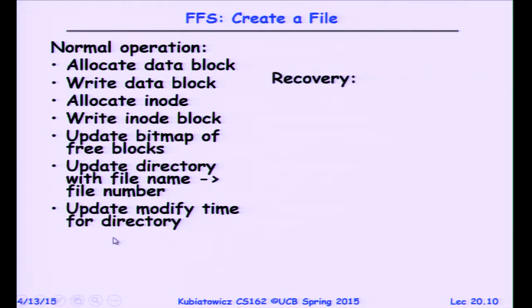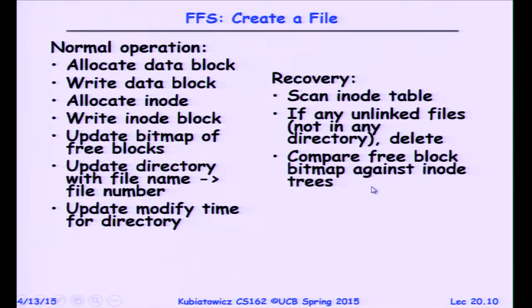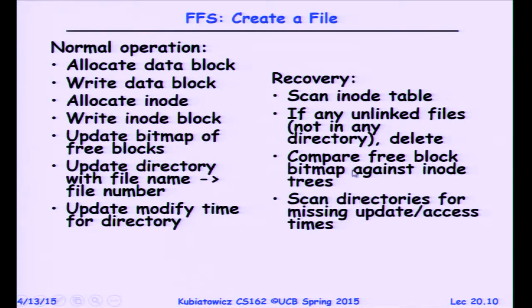And so what happens on recovery, we scan the inode table, we see if there's any unlinked files that are not in any directory, we delete those. We compare the free block bitmap against the inode trees and find blocks that might have been lost. We scan the directory for missing updates and access times, and we recover from those. Okay, so you see the basic idea here is we try to do things in an order that you could stop anywhere along the way.